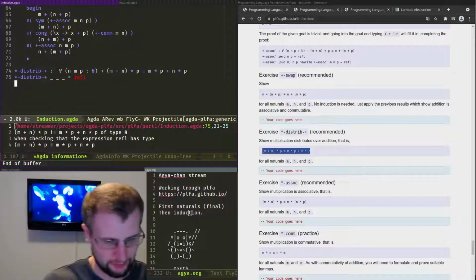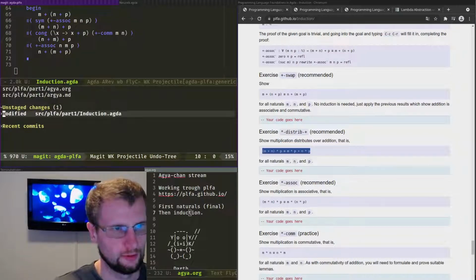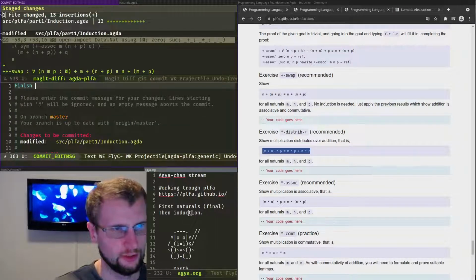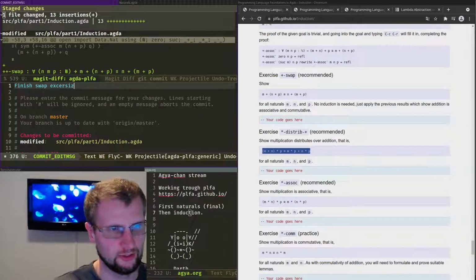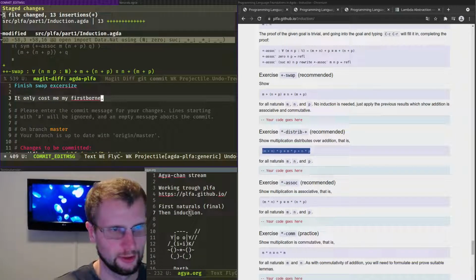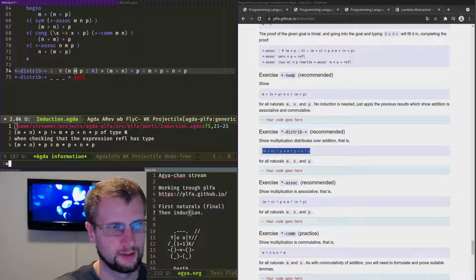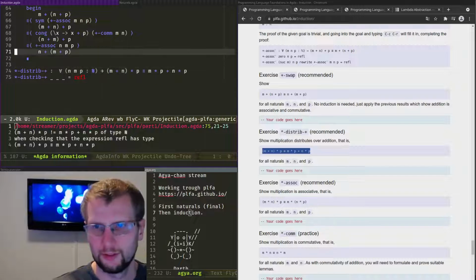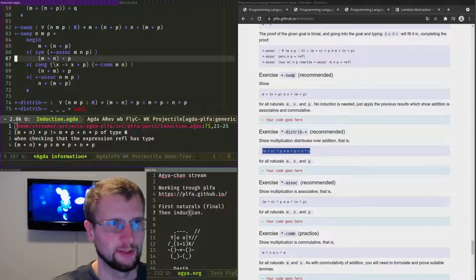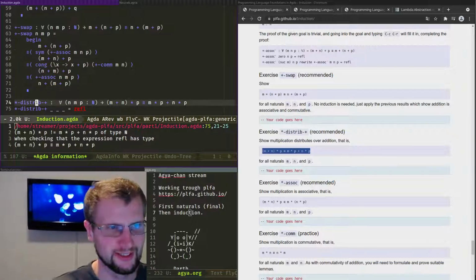Wait, I want to make a commit first, actually. Finish swap exercise. It's only cost me my firstborn. But I lived. Now I can write a paper. I mean, you wouldn't write a paper for doing the exercise book, right? Right? I don't know what these people do.